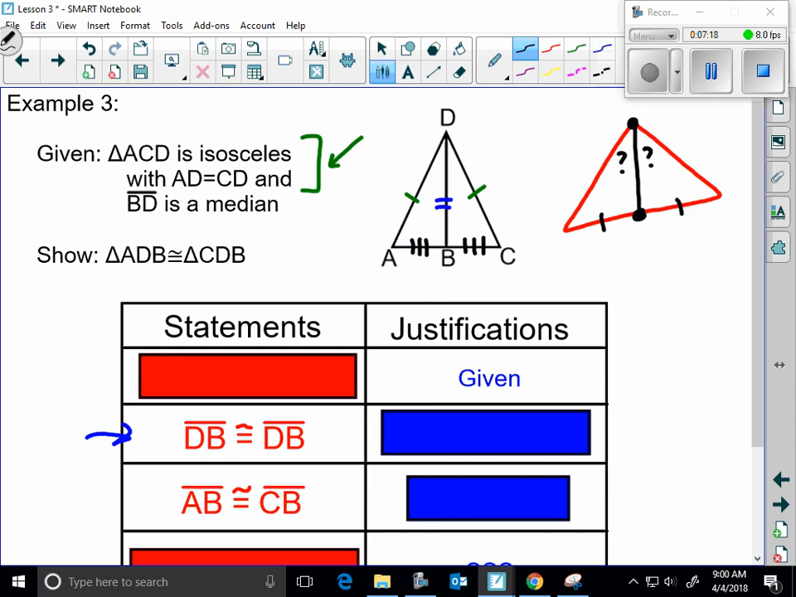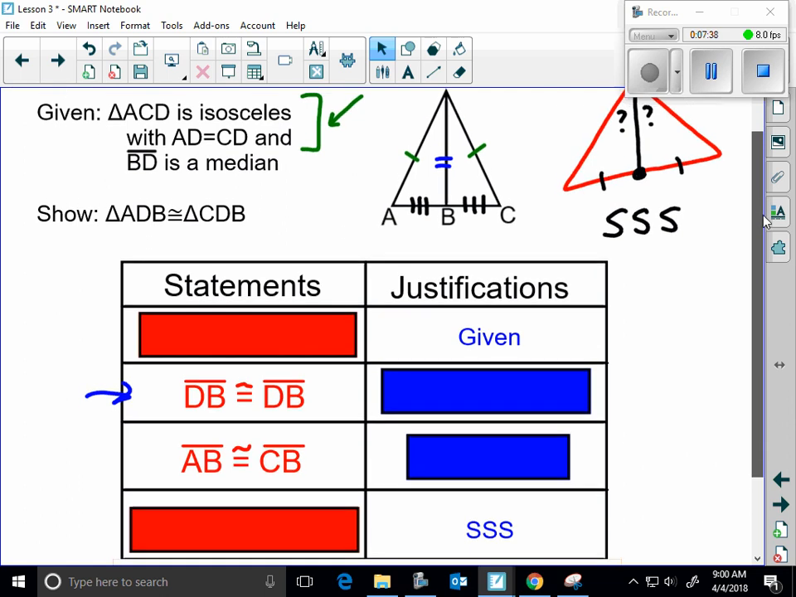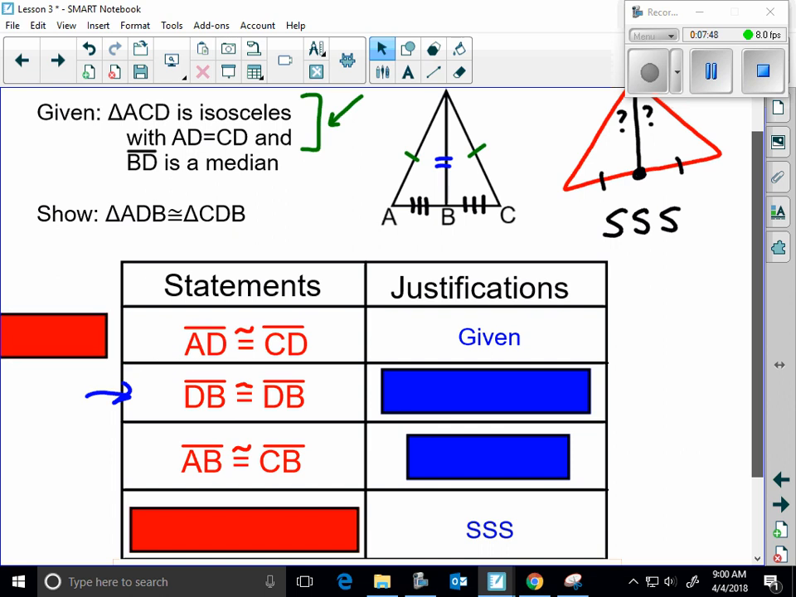Would we have enough at this point to say these two triangles are congruent? Yes, our favorite one, the one you can't screw up. Side, side, side. Cool? So let's go through the formal part of the proof. Justification. Given. Well, what was given? AD equals CD. Now I'm going to say AD is congruent to CD.